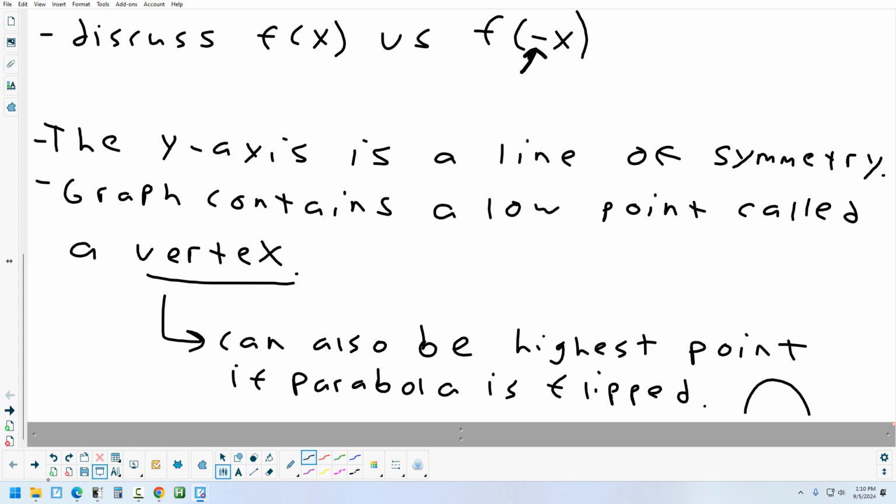So what we're going to do is take the basic parabola and change one number at a time in the formula and see what that number does. If we change too many numbers at once, then we can't tell what's happening. So we're going to just change one thing at a time.